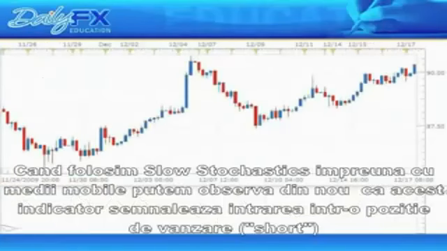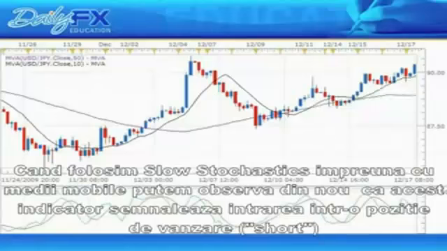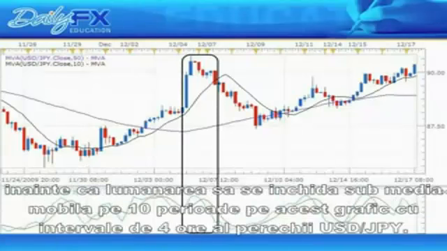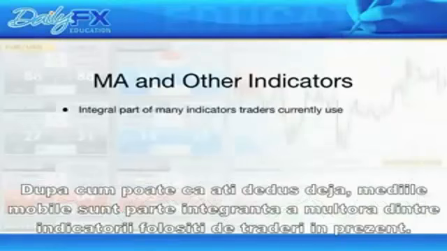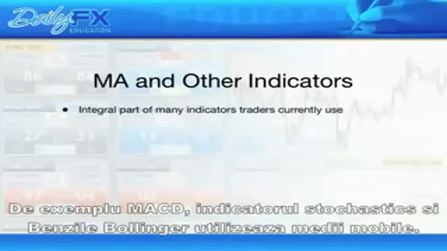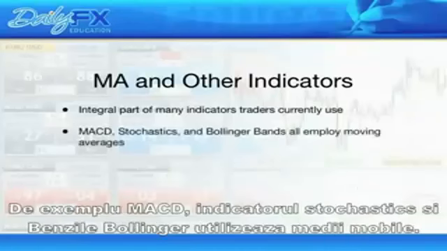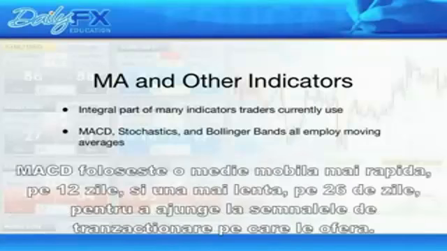When using slow stochastics in conjunction with moving averages, once again it can be seen that slow stochastics signals a short entry prior to the time that a candle closes below the 10-period moving average on this 4-hour chart of the dollar-yen pair. As you may have already surmised, moving averages are an integral part of many of the indicators that traders currently use. For example, MACD, stochastics, and Bollinger Bands all employ moving averages.